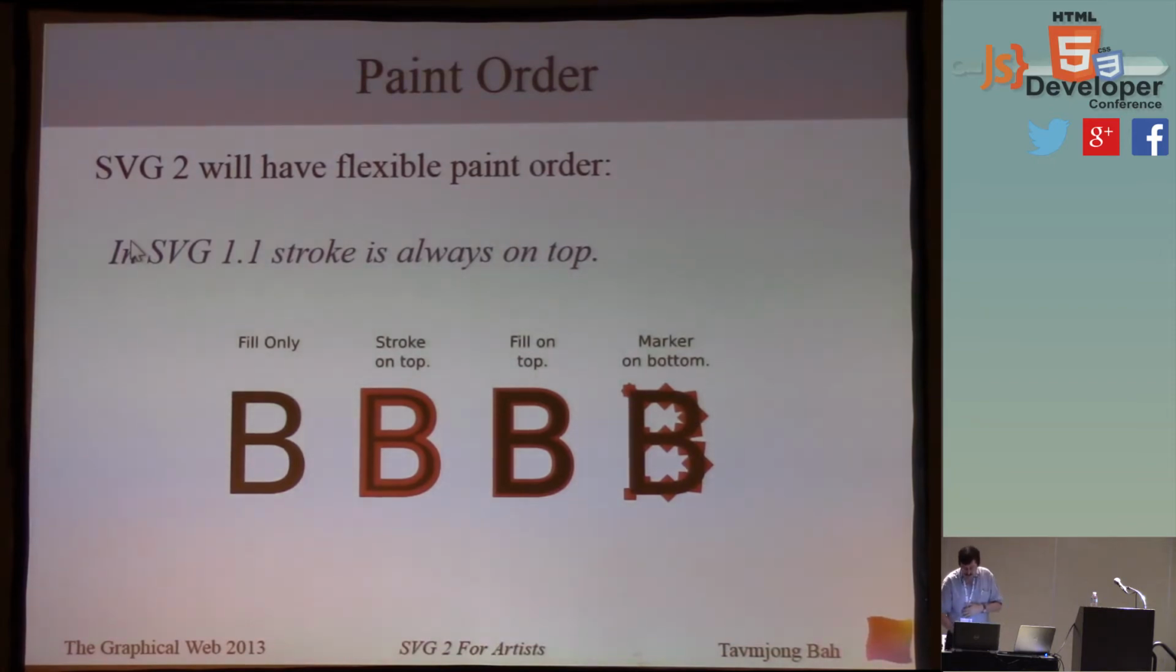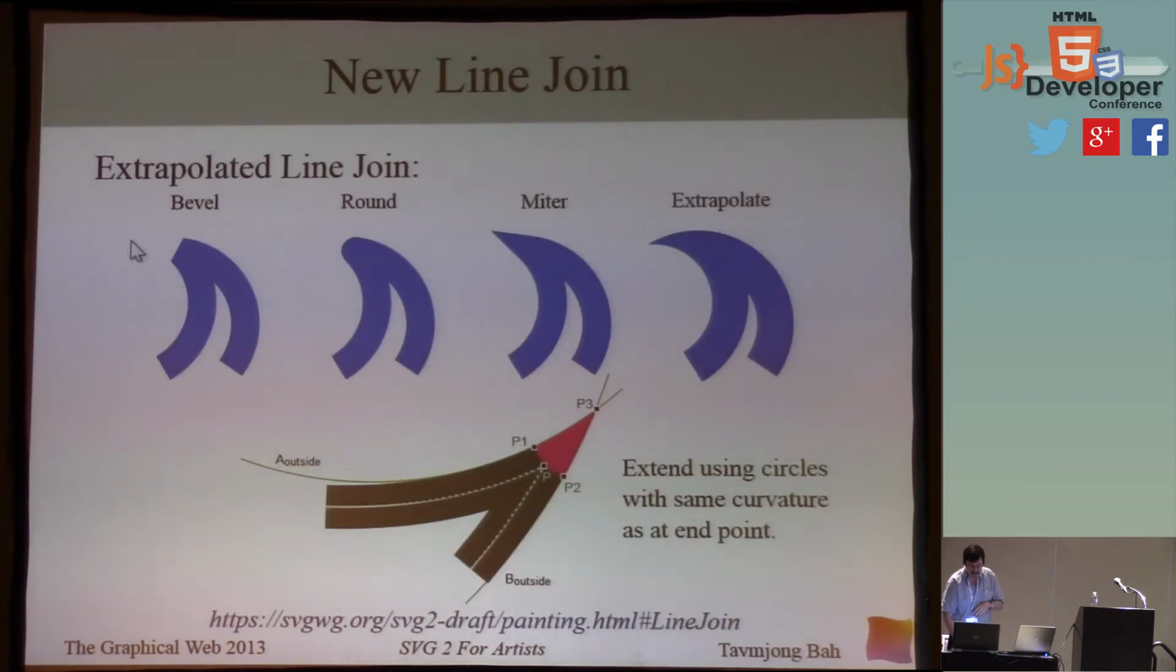So you'll be able to say the order, including markers. You can have the markers on top or the bottom. There's a new line join. Traditional graphic packages have the bevel, round, and miter line joins. Well, the miter line join doesn't look so good when you have curves at the end. So there's a new extrapolate line join, which is just basically taking the curvature at the end of the line and extending it until the points meet. That's already in the spec.